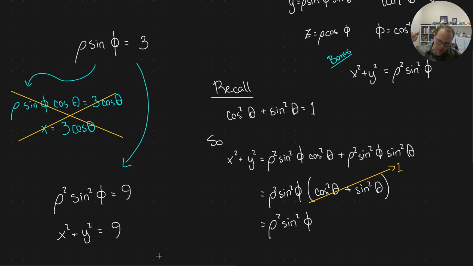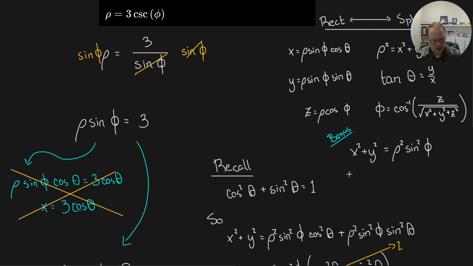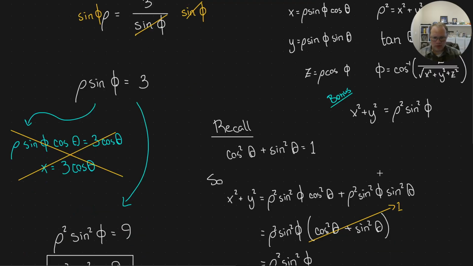And now I've gotten rid of all my spherical variables. I have just rectangular variables, and I'm good to go. Okay. All right, this one was a little trickier, wasn't it? We got a bonus equation out of it, so that's useful, I guess. But this one was a little bit hard.